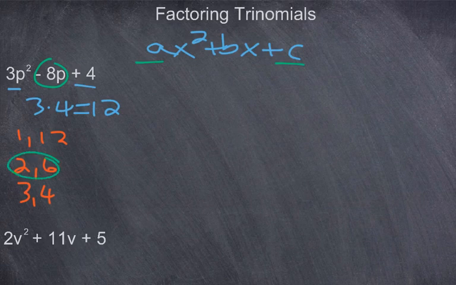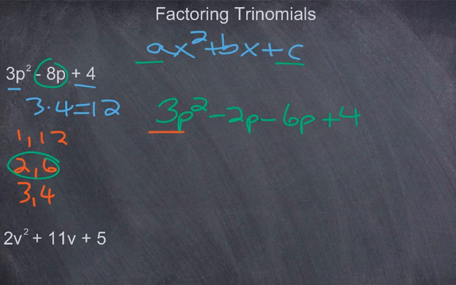So you're going to rewrite your trinomial, but you're going to take that negative 8p and split it up to be negative 2p and negative 6p. So you're rewriting the negative 8p. I'm going to bring that 4 down. It doesn't matter which one you put first, negative 2p, negative 6p. Again, we established that they're both going to be negative.